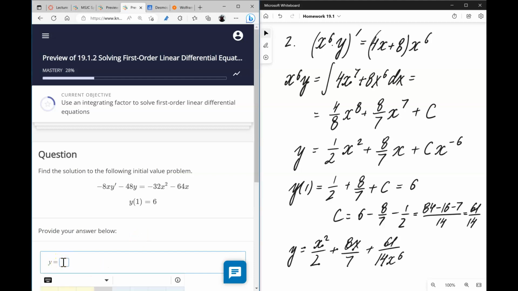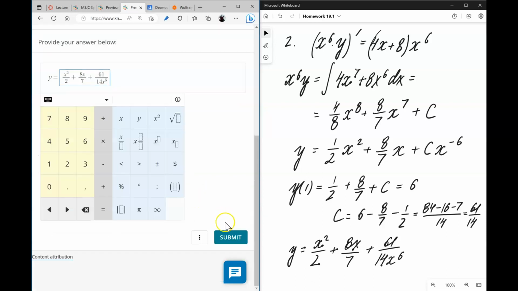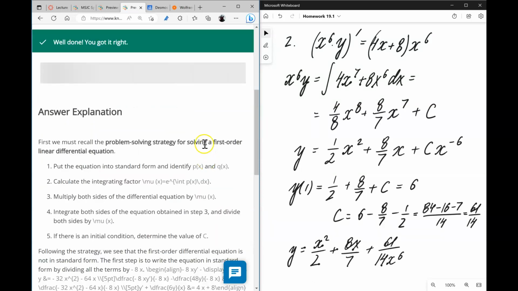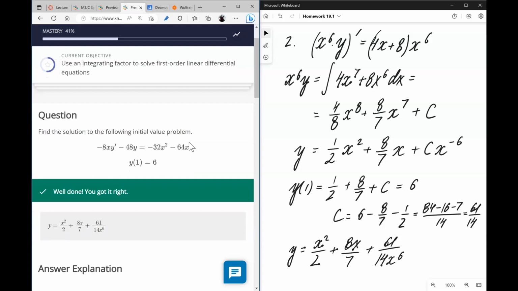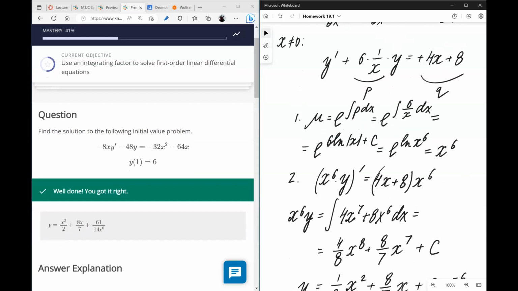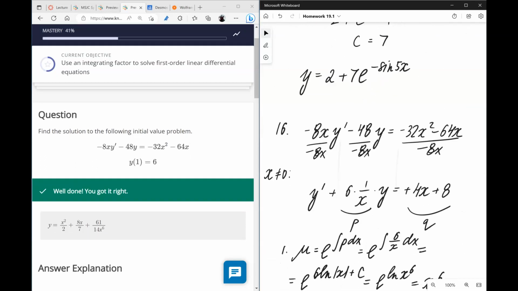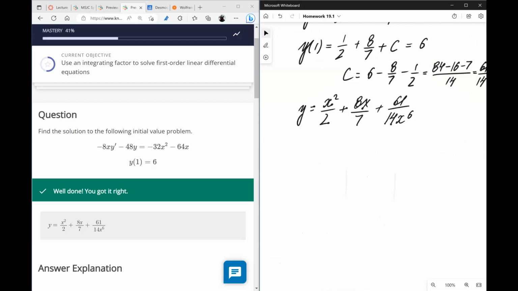And hopefully we didn't lose a sign or coefficient anywhere. So let's go ahead and check whether this is the right solution. It has to be right. Why wouldn't it be? So this was number 16.